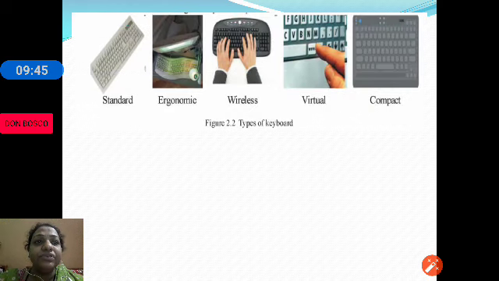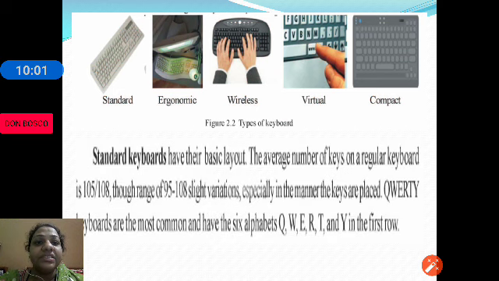Let us have a look at the different types of keyboards available. The different types of keyboards available are standard keyboard, ergonomic keyboard, wireless, virtual and compact keyboards. So let us start and study each one of them in detail. Let us begin with the standard keyboard.